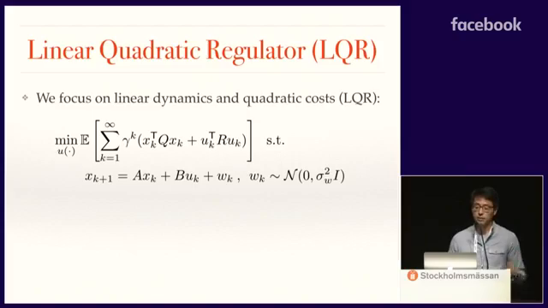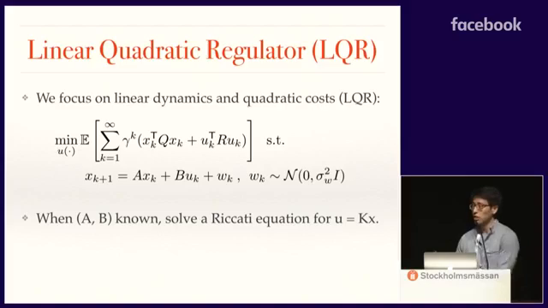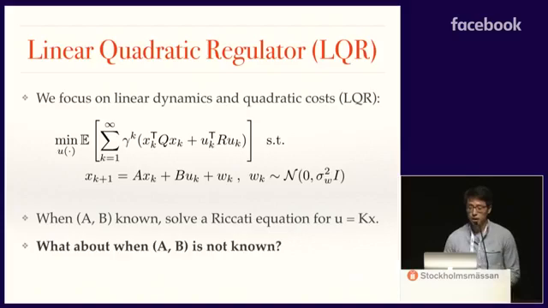In particular, when A and B are known, when the dynamics are known, you solve roughly the same Riccati equation, and you get out a linear feedback law. This is provably optimal for this problem. You don't need anything more expressive than a linear feedback law. So if I have A and B, I know exactly what to do. Now the question is, what do we do when the dynamics are not known? We can't plug them in and solve the Riccati equation anymore because we don't have the inputs.